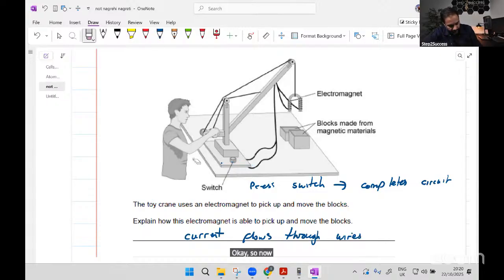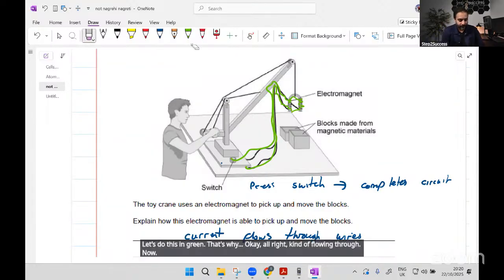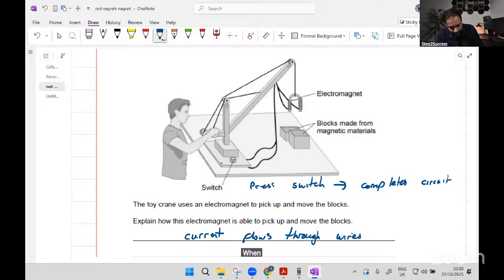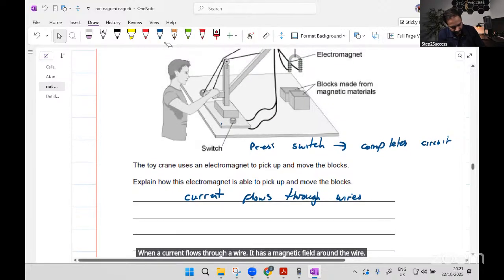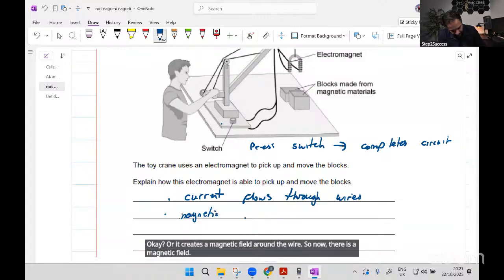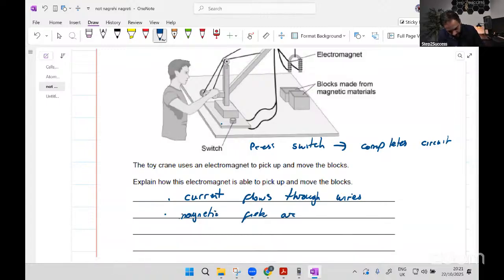And when you complete the circuit, current will flow through the wires. So now what we've got is current flowing through this wire. Now, when a current flows through a wire, it creates a magnetic field around the wire. And because this wire is coiled up here, as you can see, that increases the strength of the magnetic field.